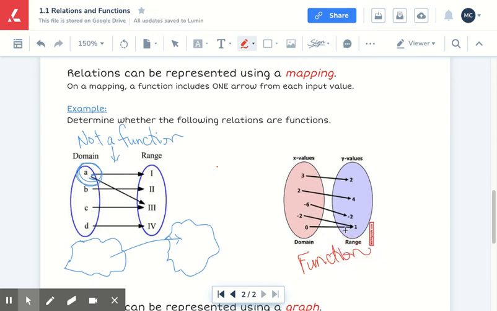Now you'll notice down here at the bottom that 2 of the input values go to a single output value. That doesn't violate the functional relationship. So this is still a function. All that has to happen is there is only one arrow coming from an input value.